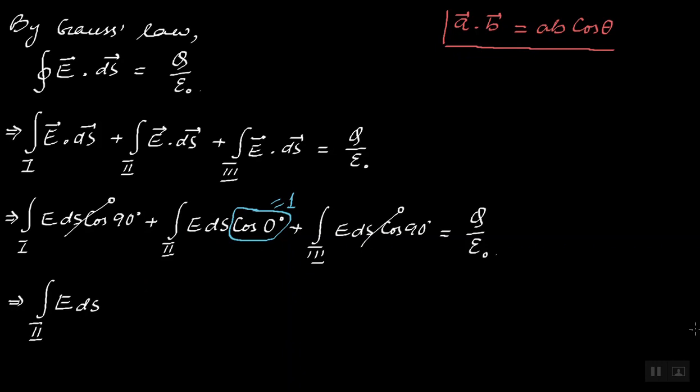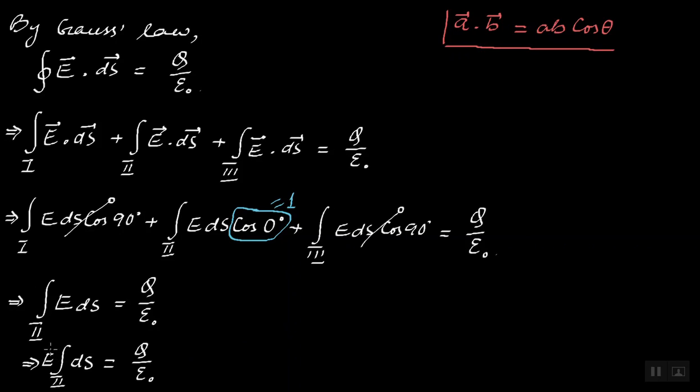Okay, and this is equal to how much? Q by epsilon naught. Okay, so again integration in region 2, E, what you can do is you can take it out. Integration of ds only, which is equal to q by epsilon naught. Got it? Now you can take this E. Why? Because the integration is done with respect to the area, and then E here is independent of the area, so it behaves as a constant with respect to the area. So we can do what to the constant? We can take it out.